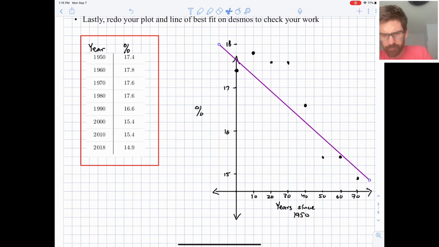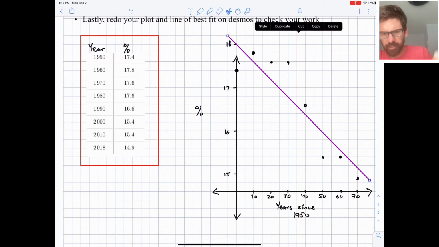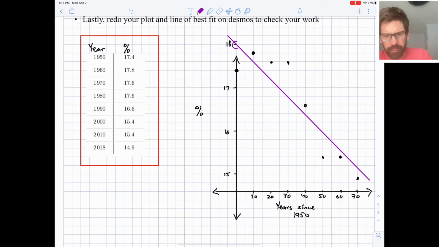So we want it to roughly split our points. We want it to follow the general trend. I'm going to choose something like that. Okay, so it's not perfect, but I think it's pretty good. And so I'm going to pick a couple clean points. And hey, look at this. We have an 8. It goes to that point almost exactly. So I know my y-intercept right away is 18.